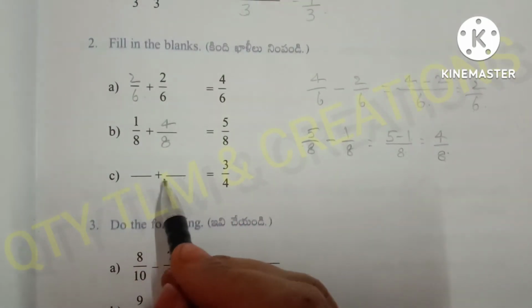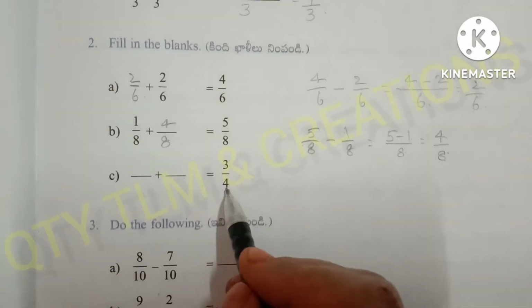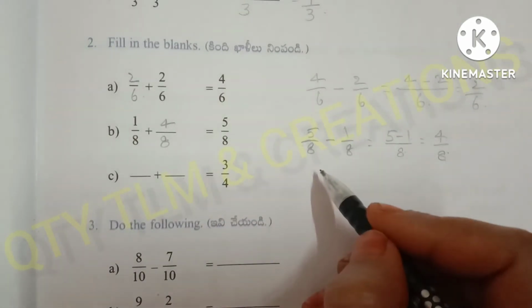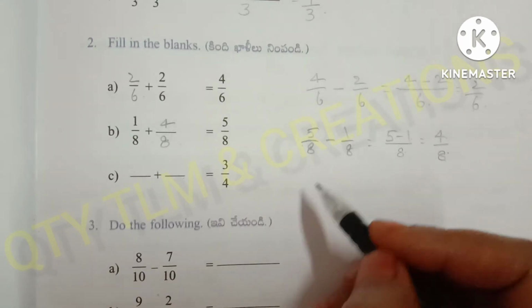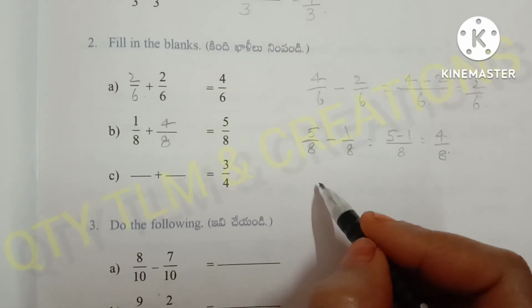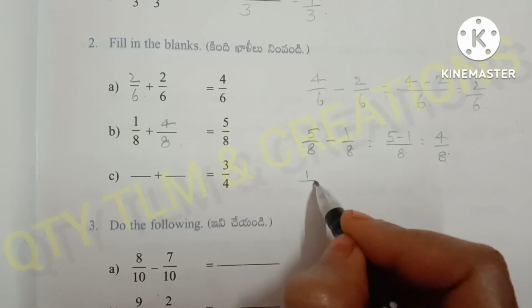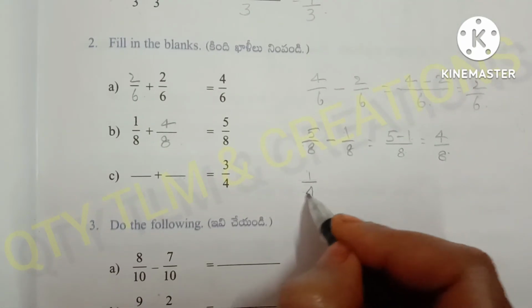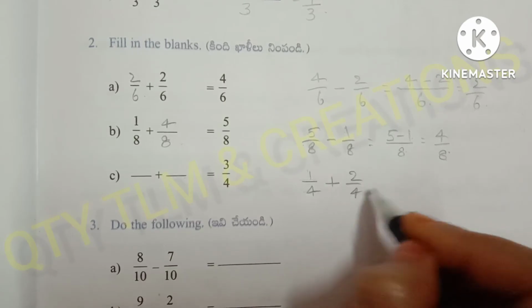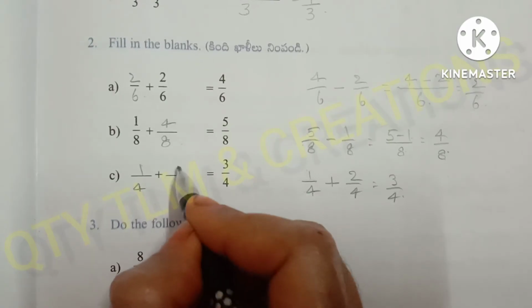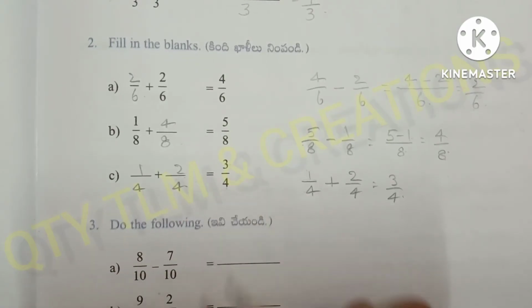Next, dash plus dash equals 3 by 4. Here 1 by 4 plus 2 by 4 we get 3 by 4. So 1 by 4 plus 2 by 4 we get 3 by 4.